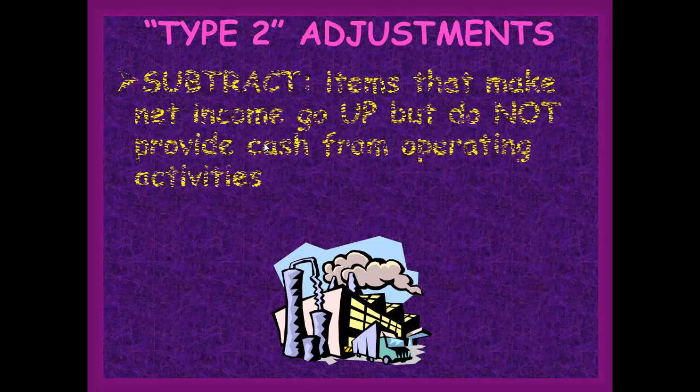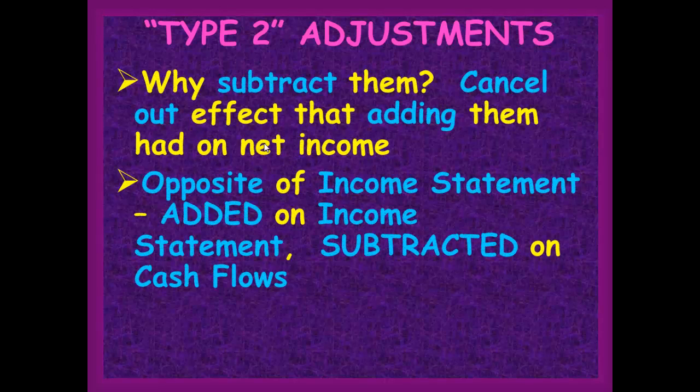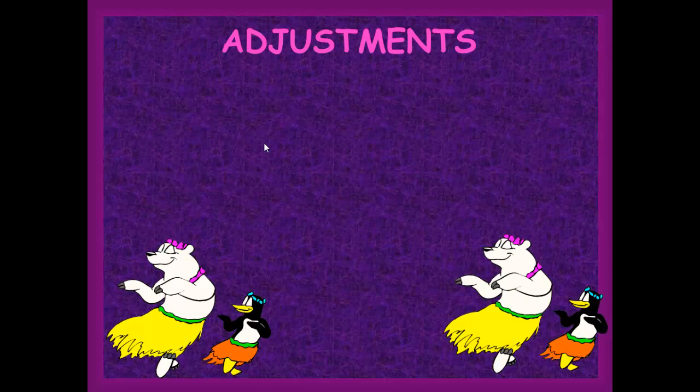We only have one item that falls in the other group of things that we're going to subtract. It's something that makes net income go up but doesn't provide cash from operating activities, and that would be my gain on sale of assets. Remember, gain on sale is when I sell an asset for more than its book value. When I sell an asset at a gain, does cash come in? Well, yes, it does, but the cash that comes in from selling that asset goes in what section? Operating, investing, or financing? It goes in investing, not in the operating section. So it made my net income go up, but it didn't provide any cash from operating activities.